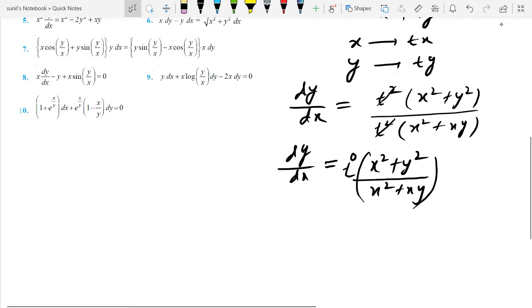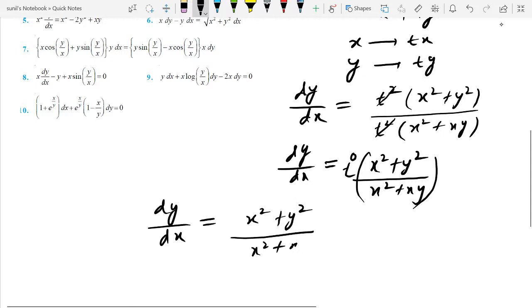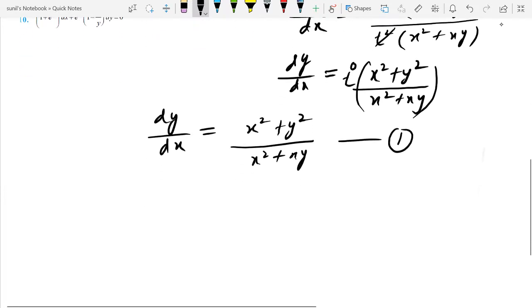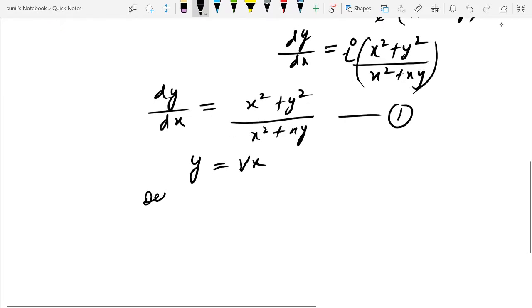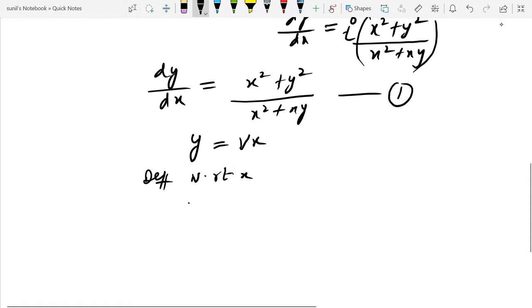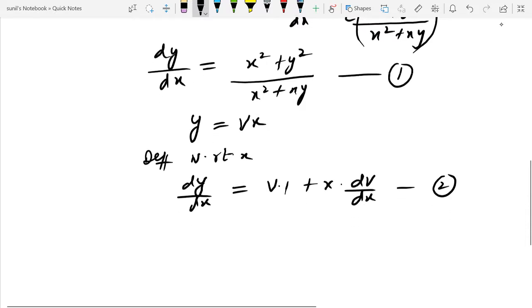So now how are we going to simplify it? Now we have this differential equation, that is dy by dx is equal to x square plus y square upon x square plus xy. Let it be 1. Now substitute y is equal to vx, let it be 2. Now differentiating it with respect to x, we will be having dy by dx is equal to v into 1 plus x into dv by dx. Now using 2 in 1.